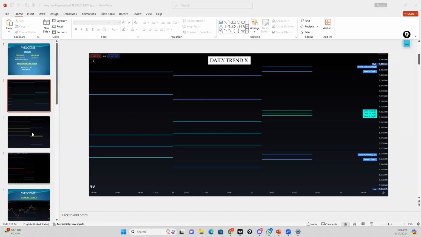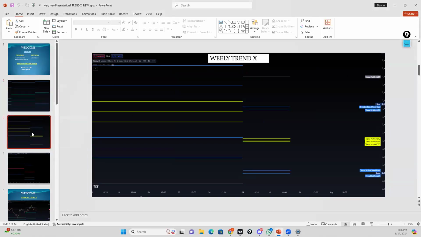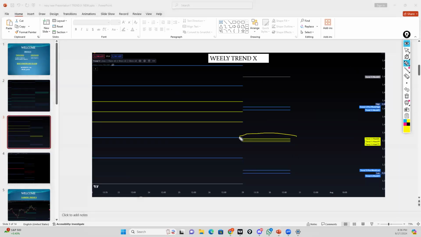The same way, when we go to the weekly, this is a weekly Trend X. Here we have different colors. The weekly Trend X is yellow. When we apply it to the weekly chart, we see this kind of indicator, like a Trend X. This is a weekly resistance, the previous week high, and R1 and R2. We have R3 above this. The same way, when it goes down, we have the previous week low, S1, S2, S3.